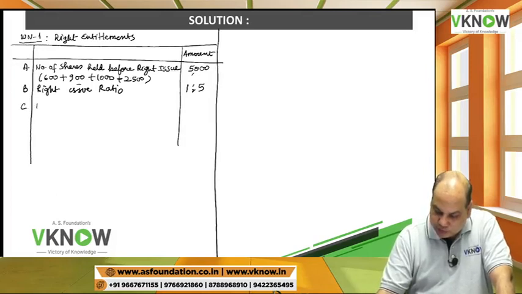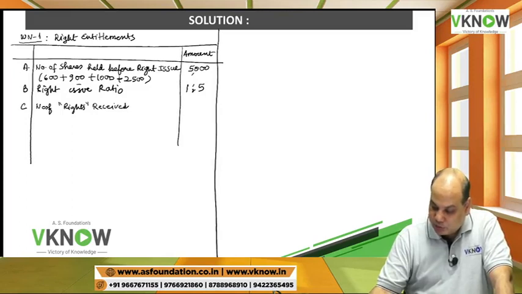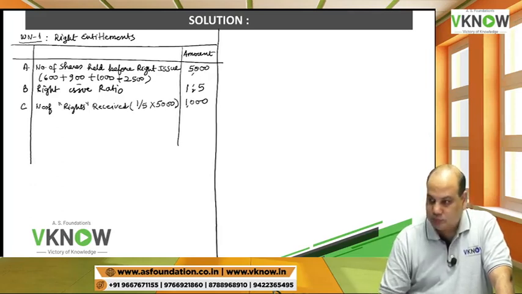Point C, number of rights received. Number of rights received will be 1 by 5 into 5000, which is 1000.